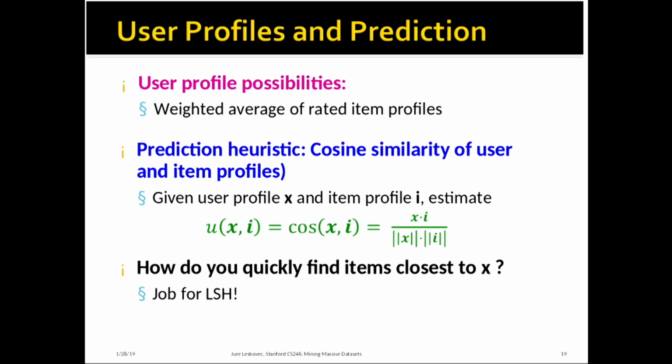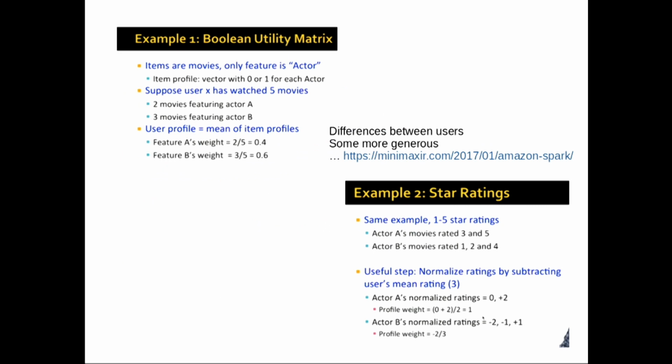But before that, let's make a simple example that is represented in this picture. Okay, two simple examples to make clear what the possible techniques are. Example number one, the most simple, is the so-called Boolean utility matrix. So as an example, you have a matrix in which the items are movies, and you have 0 or 1, depending on whether one actor is in that movie or not.